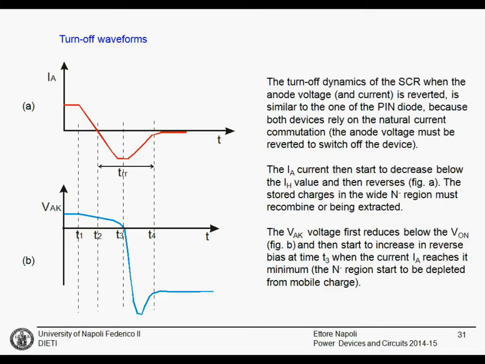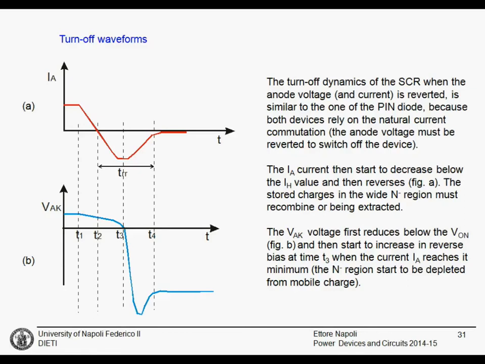Turn-off waveforms. The turn-off waveform is then caused by a reversing of the anode to cathode voltage. It's very similar to the one of the PIN diode. We have said this at the beginning of the lecture on the classical thyristor. You have the plasma in the thyristor. Before switching off the device, you need to remove the plasma.